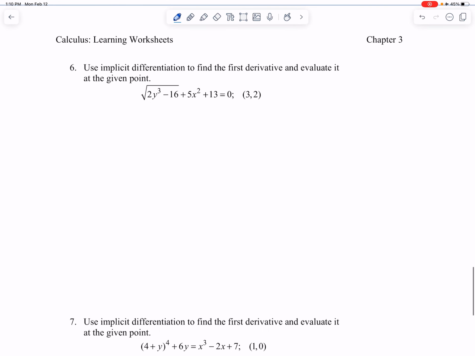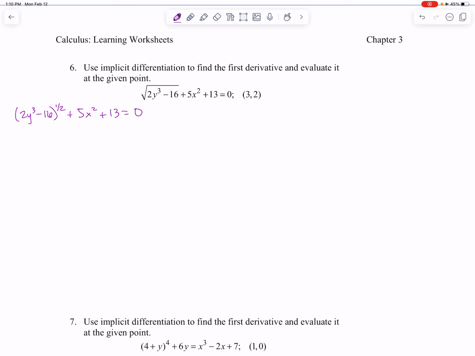Okay, let's use implicit differentiation to find this one. Let's rewrite the square root of 2y cubed minus 16 using exponent properties. So if we take the square root, that's the same as raising it to the 1/2 power, plus 5x squared plus 13 equals 0.